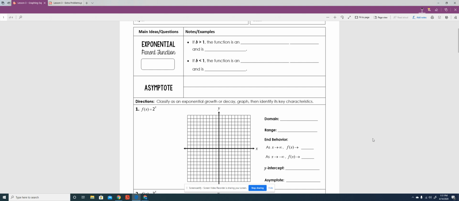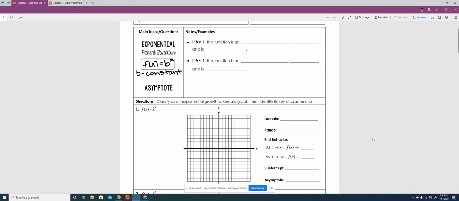All right, we are doing another lesson on graphing. This time we are graphing exponential functions. Now our parent function for exponential functions is f of x equals b to the x power, where b is a constant. So b is a number, it's not another variable.